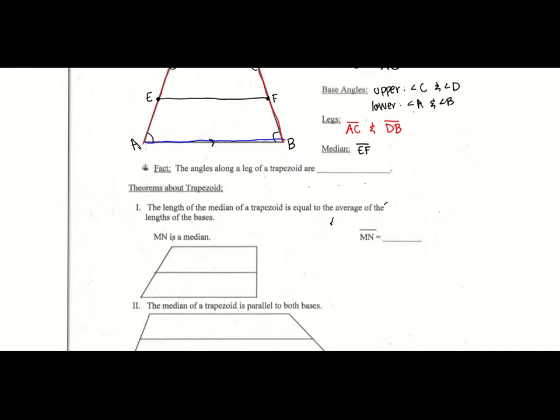Okay, then we got 2 theorems about trapezoids. The first one down here says that the length of the median of a trapezoid is equal to the average of the length of the bases. So this says MN is a median, so we can label this as M, this as N.